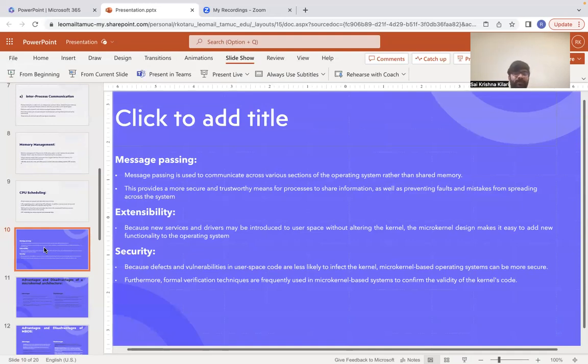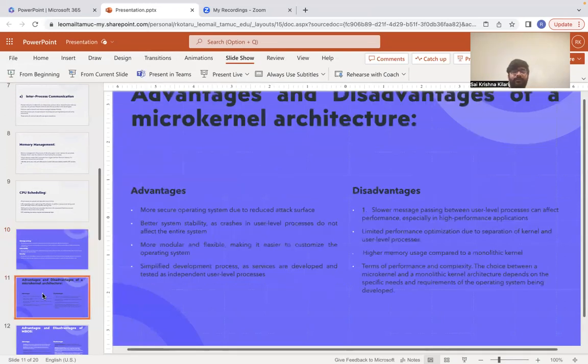Security, because defects and vulnerabilities in user space code are less likely to impact the kernel, microkernel operating systems can be secure. Furthermore, formal verification techniques are frequently used in kernel based systems to confirm the validity of the kernel code. Advantages and disadvantages of microkernel architectures. I would like to go with the advantages.